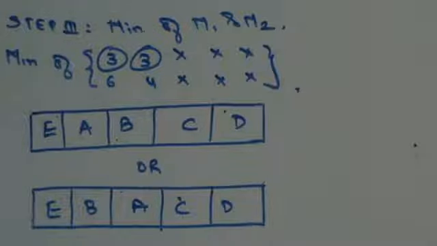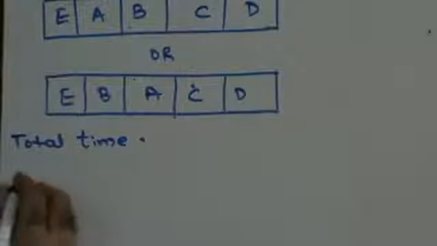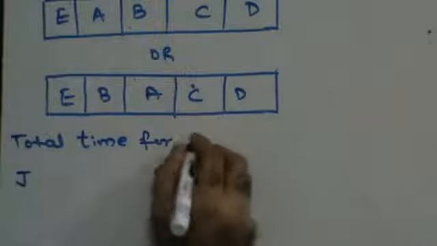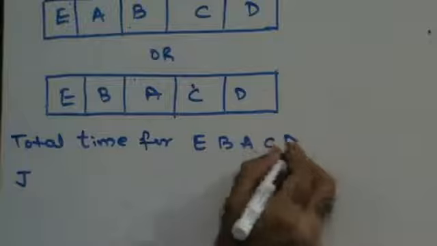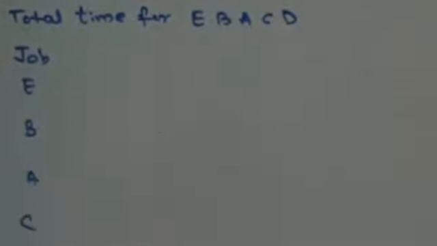Now, once my sequence is ready, let us find out the total time required for the sequence. Out of the 2 sequences, I can do it for any one of them. For either sequence, you will end up getting the same time. Fine? So let's find out the total time. You have already found the sequence here, so we will do it for the first one: E, B, A, C, D. So jobs E, B, A, C, D.